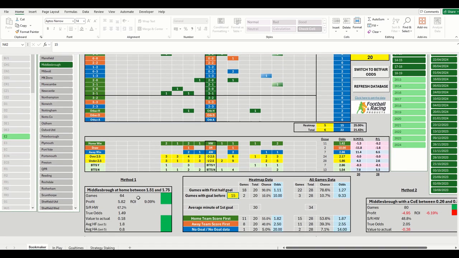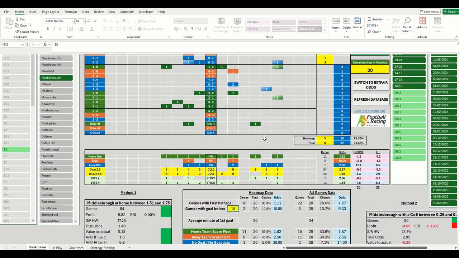Really, those would probably be the ones to look to cover for value. And if we scroll down, you can see here that Middlesbrough in method 1, where they are priced between 1.51 and 1.75, 64 games, just under a 6 unit point profit, return on investment 9%, which is pretty good. Anything above 5-6%, if you've got a big enough sample size, is reasonable. Like I said, this is using the average bookmaker price. It could be that you use this to do your analysis, or I do when you release the sheet, but you want to bet at a higher price, the best odds you can get. That could increase your return on investment and your profit accordingly.